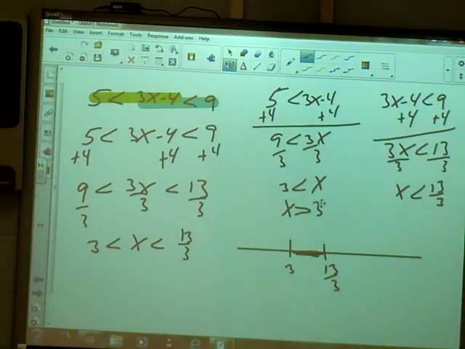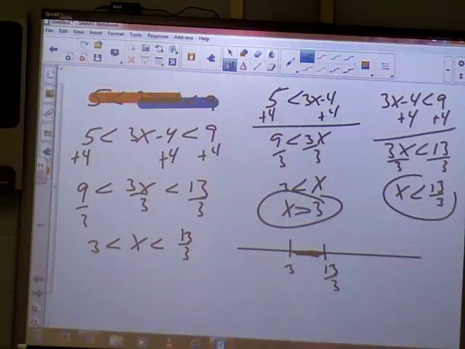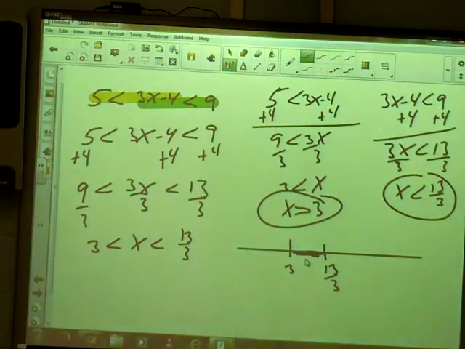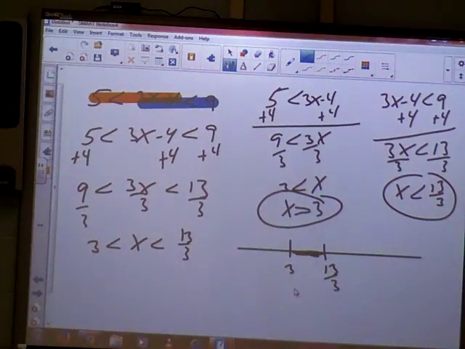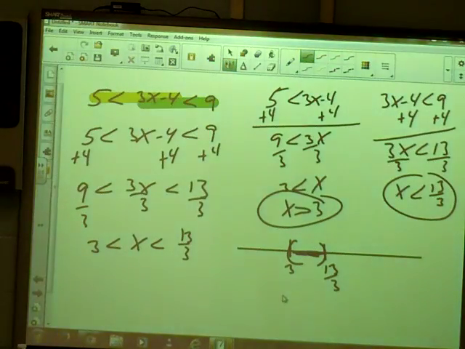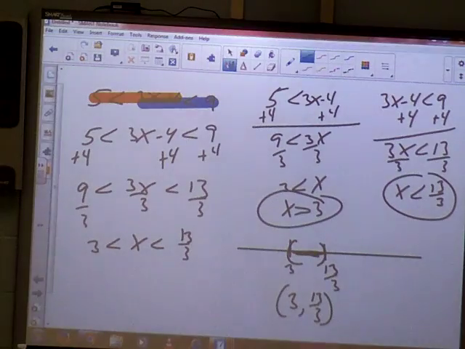Now look up here where I wrote these answers. Is that what that says? I went to the right of 3 and I went to the left of 13/3. So I get that same thing either way. Okay, now I'm going to close that shaded part in, but will it be with brackets or parentheses? Parentheses. So your interval notation, it's 3 to 13/3.